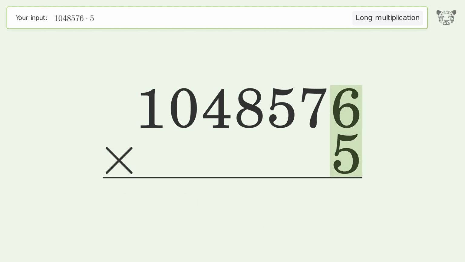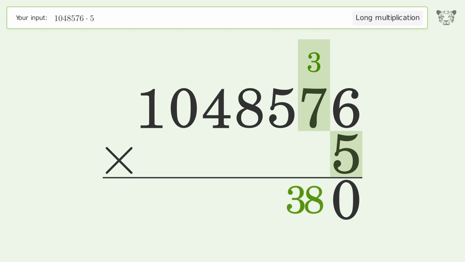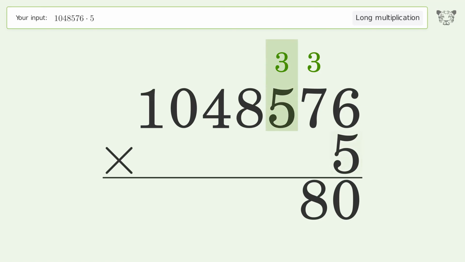6 times 5 equals 30. Because the result is greater than 9, carry the 3 to the tens place. 3 plus 7 times 5 equals 38. Because the result is greater than 9, carry the 3 to the hundreds place. 3 plus 5 times 5 equals 28. Because the result is greater than 9, carry the 2 to the thousands place.